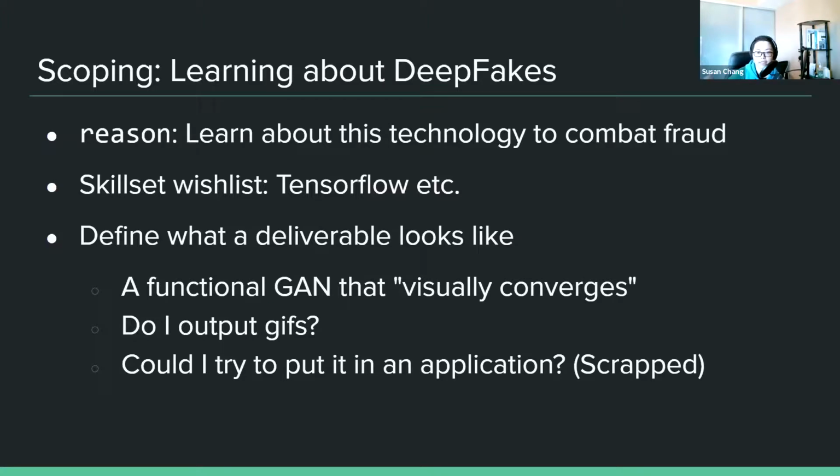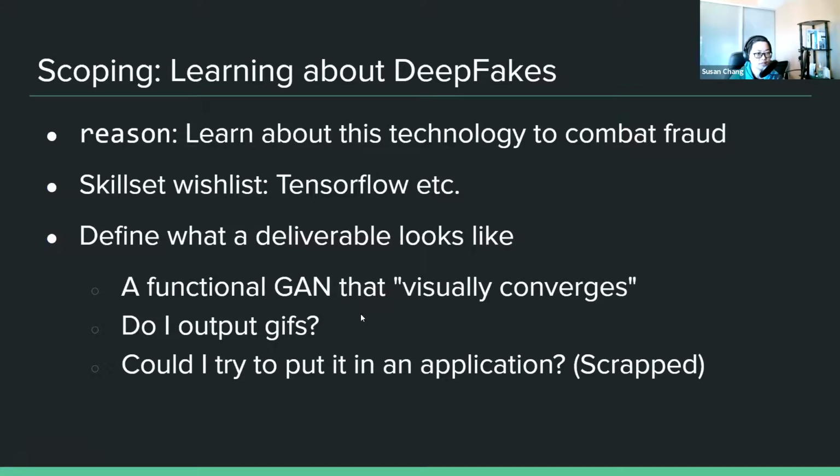And then something that I figured out was pretty important is I needed to figure out how I want the project to end, right? And kind of reverse engineer that. So I would say the reason and the skill set wish list are your starting points. And then you also want an end point so that you can figure out what goes in between, the middle things, right? So the last point on the slide here is defining what a deliverable looks like.